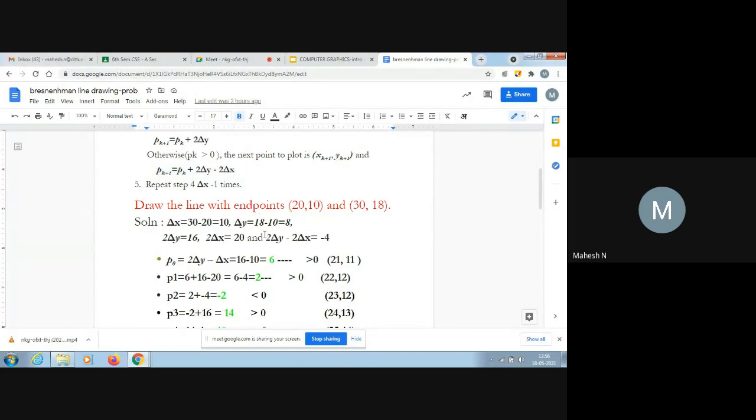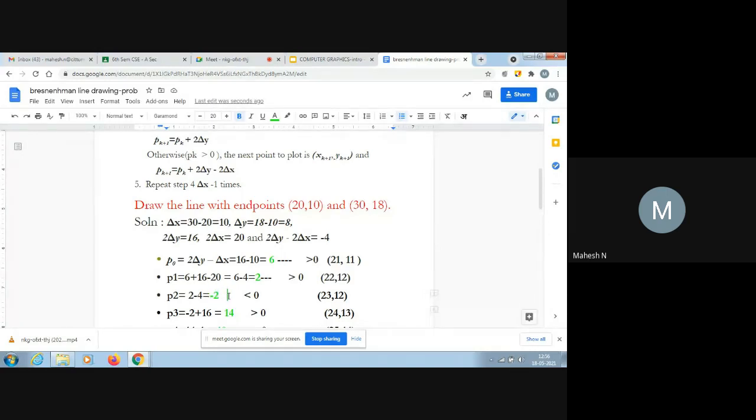What I have done, 2dy minus 2dx, I have calculated and kept it, it is minus 4. I will use that directly, right? So my next one will be old pk plus 2dy minus 2dx, it is minus 4, right? 2 minus 4, now it is minus 2.